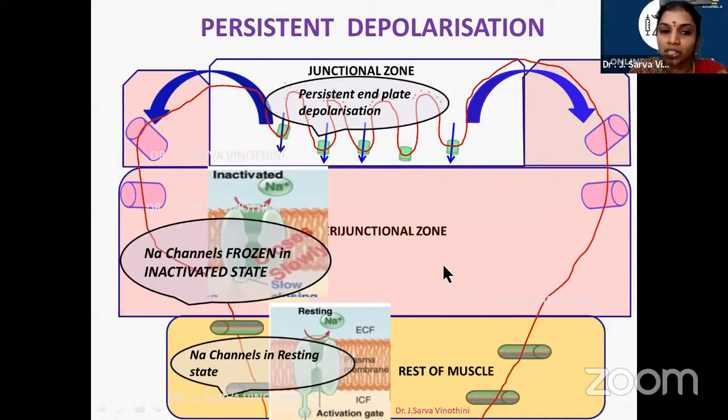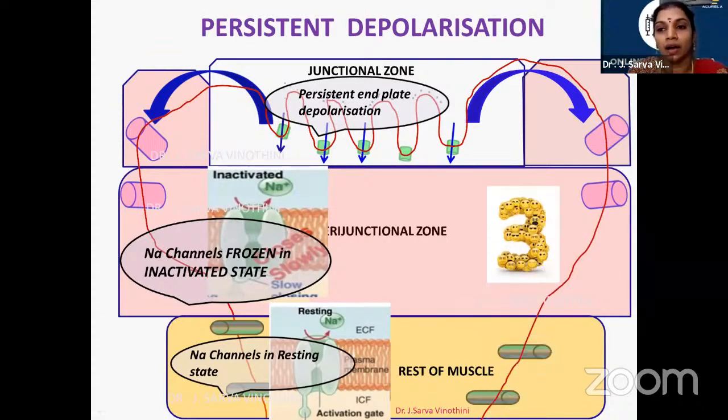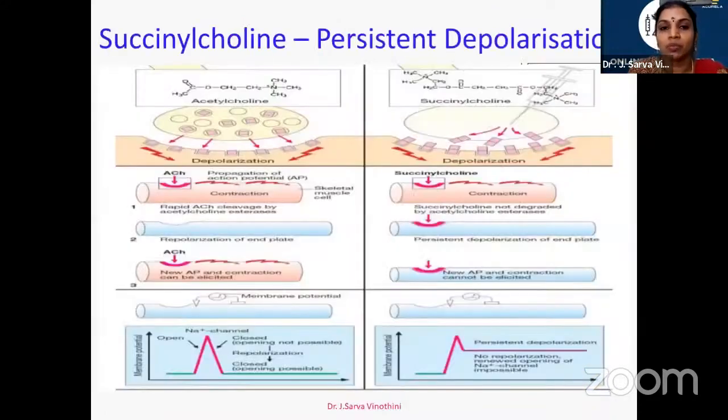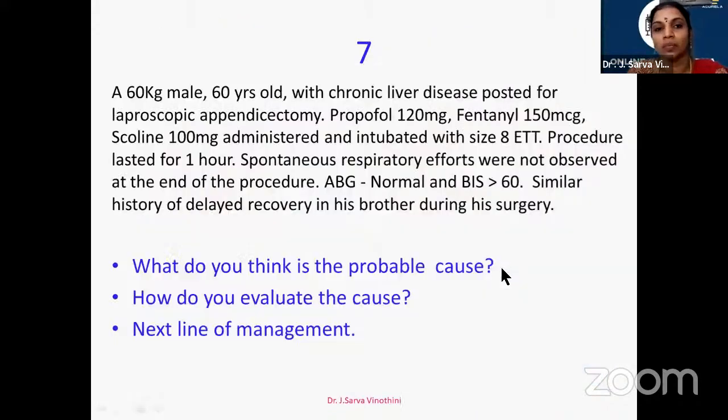So it is the voltage gated sodium channels in the perijunctional area which mediate this succinylcholine mediated paralysis. So that is why succinylcholine, despite being a depolarizing muscle relaxant, despite being an agonist, it causes muscle relaxation. Because of its persistent depolarization, it does not allow the muscle to get back to repolarization.